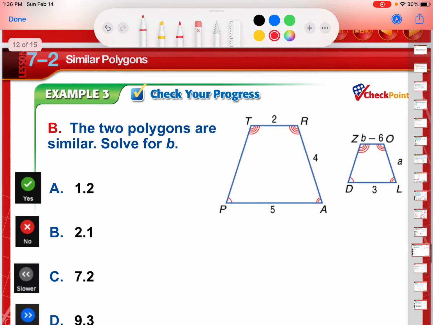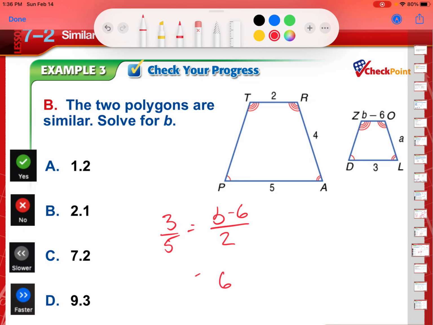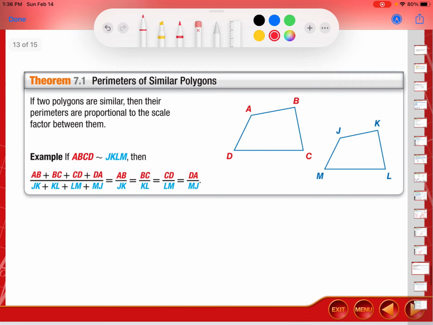Continuing on, we're going to solve for B here, which we'll set up the same way. We'll say 3 over 5 equals 2B minus 6 over 2. So we go about this, and we get 5b minus 30, and 5b equals 36, which would be 7.2. See? Lovely. So perimeters of similar polygons.